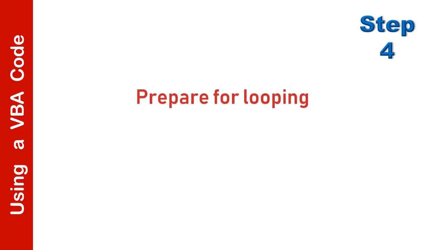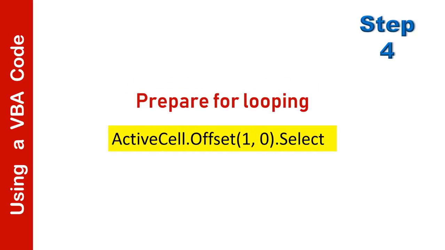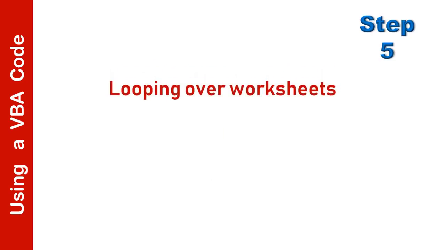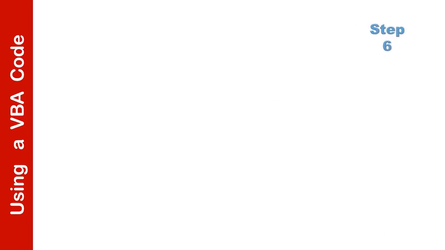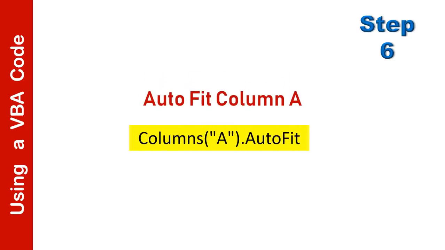Using the offset property, I move 1 cell down in preparation for looping over instructions. I then use the For Each Next method to loop over the different worksheets. Get the worksheet name, then move to the cell below. To exclude my index sheet, I use a conditional If statement. I then adjust the width of column A to autofit the contents.